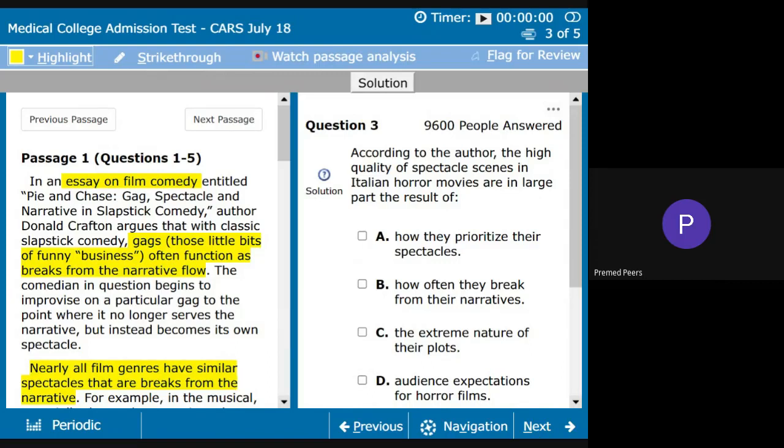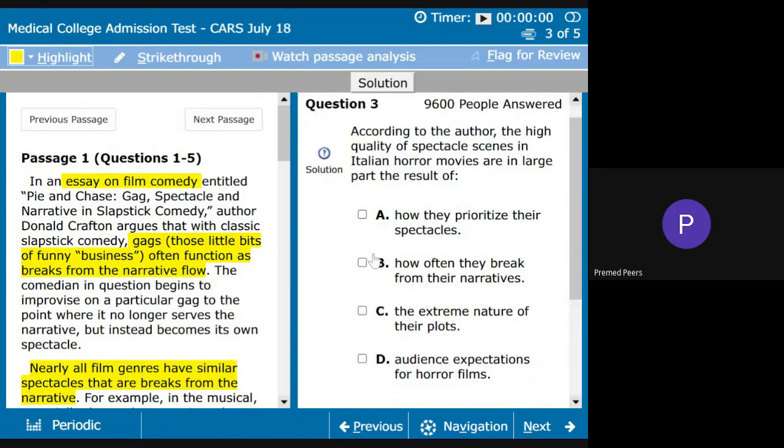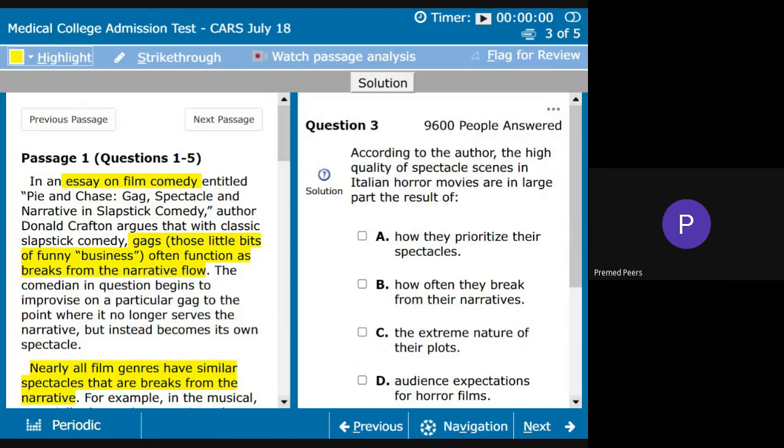All right, question 3. According to the author, the high quality of spectacle scenes in Italian horror movies are in large part the result of. Anybody want to type in the chat, or just everyone if you can, what you put down for this question? Okay, we have one A. Anyone pick any other answer choices, or also A?